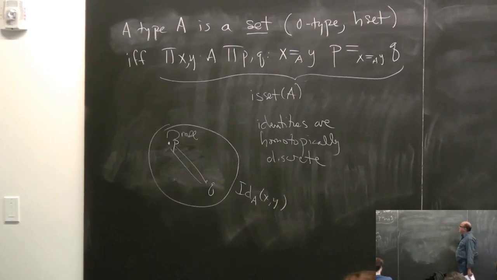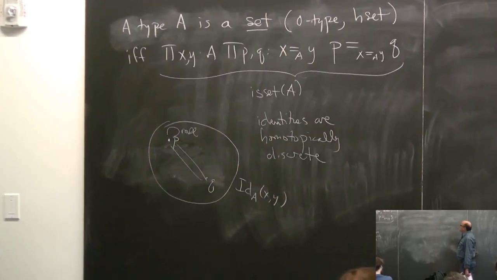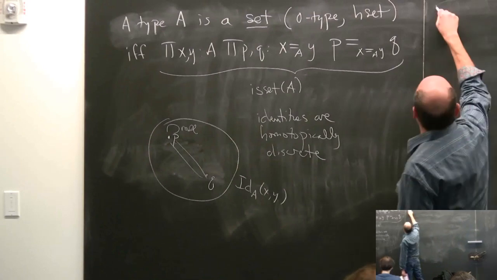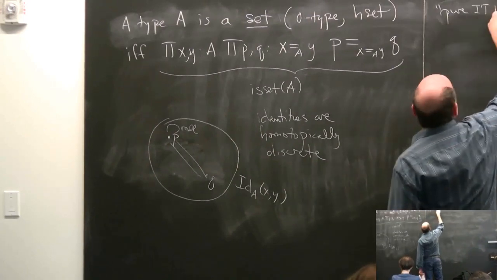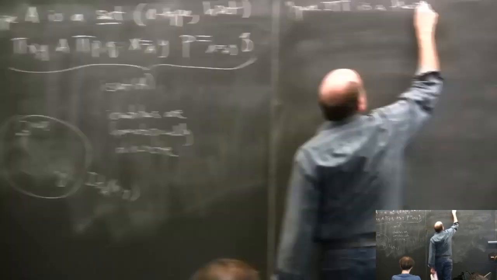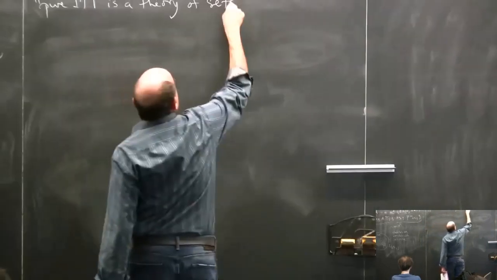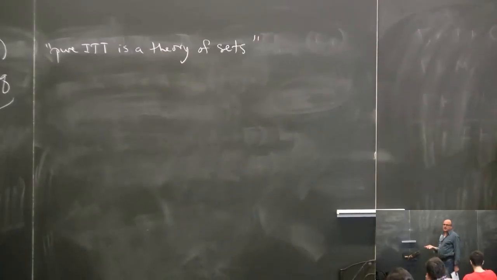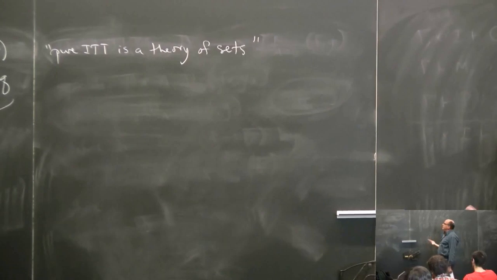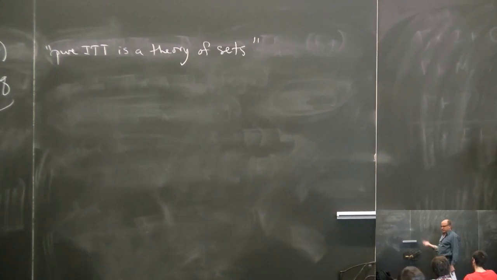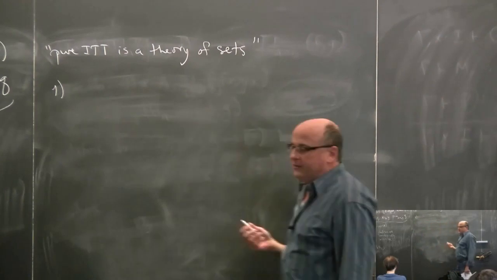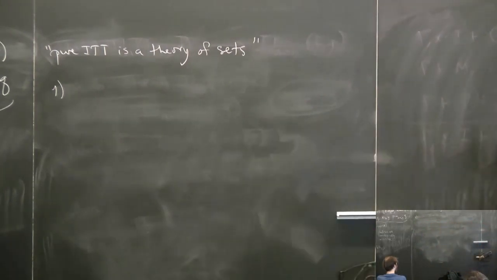So the thing that I was observing last time and I want to observe now is a property of ITT. I basically want to say approximately that pure ITT is a theory of sets. This is like, I'll put it in quotes. The way I'm going to do this is I'm going to go through all the constructions of ITT, and I'm going to say every one of those is a set in a certain sense, which I'll explain. All of the constructs of ITT preserve the property of being a set.